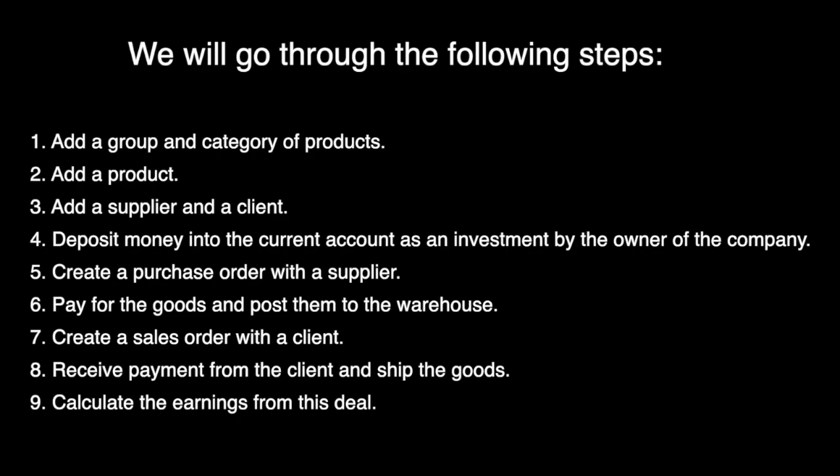Step 1. Add a group and category of products. Step 2. Add a product. Step 3. Add a supplier and a client. Step 4. Deposit money into the current account as an investment by the owner of the company. Step 5. Create a purchase order with a supplier. Step 6. Pay for the goods and post them to the warehouse.